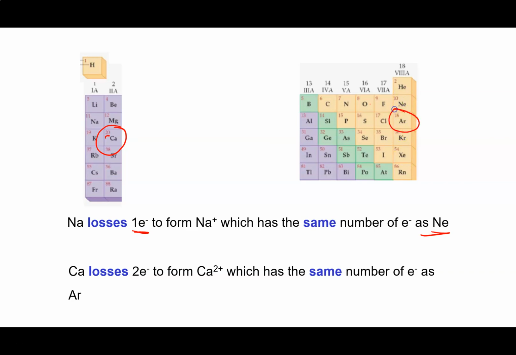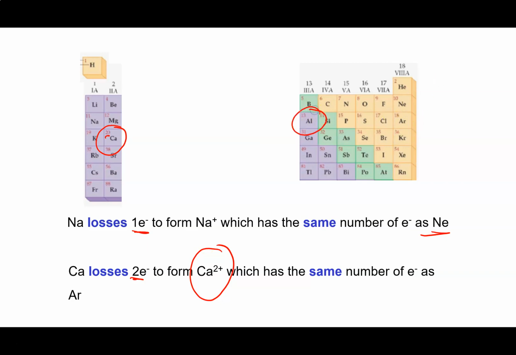Yeah, it's got to be argon as its nearest noble gas, right? Argon has 18 electrons. So for that reason, calcium loses 2 electrons and forms a calcium 2+ ion, which has the same number of electrons as argon. Let's have a look at aluminum.